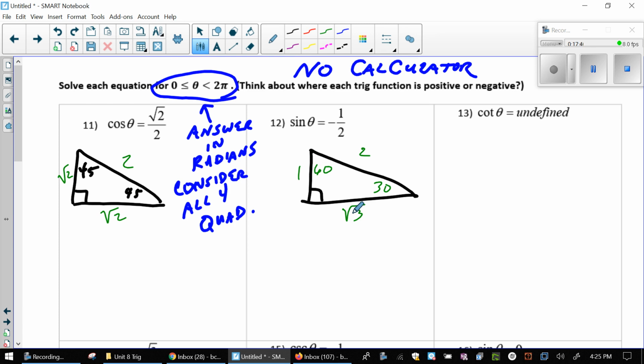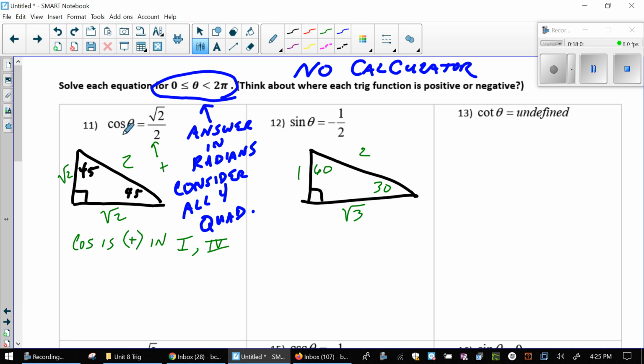So really what you guys have to think about is, first of all, this is positive. So in which quadrants is cosine positive? Let's write that down. Cos is positive in quadrants 1 and 4.